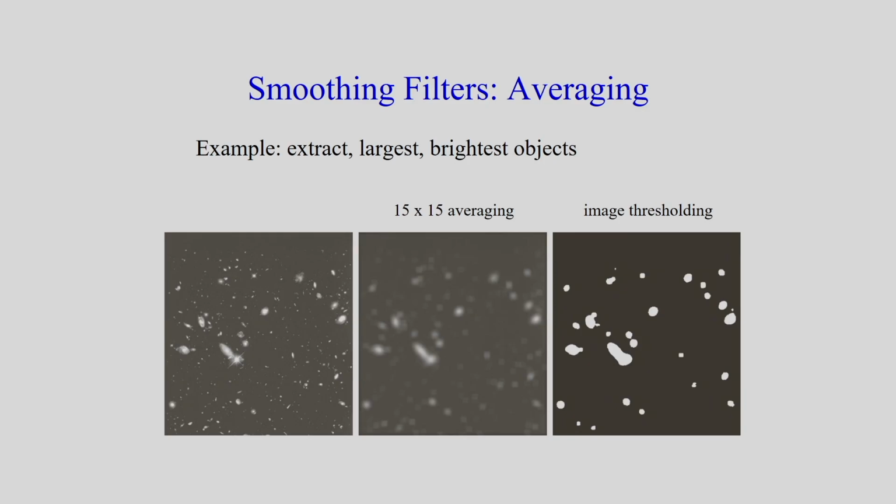And in this case I am considering the extraction of the brightest objects in an image. So, my input image is this, and after this I am applying 15 by 15 averaging filters, and after this I am just applying the image thresholding technique. So, by this technique you can see I can extract the largest and the brightest object in an image. This is one application of the averaging filter.